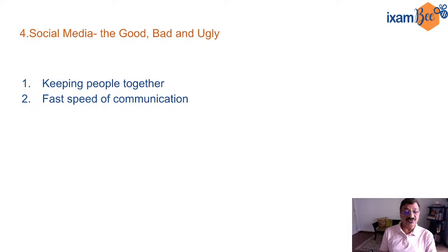Or then the fast speed of communication. So what happens in Insta? You take a picture and bang, you're there on Instagram the world over. People are seeing you. You have a message, you send it across on WhatsApp and there you are. Bingo, it comes like that. So the fast speed of communication, these are the good parts of social media. I've given 2 points. It depends on how many points you have and how much you can use.